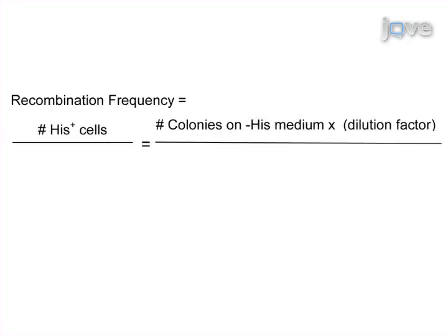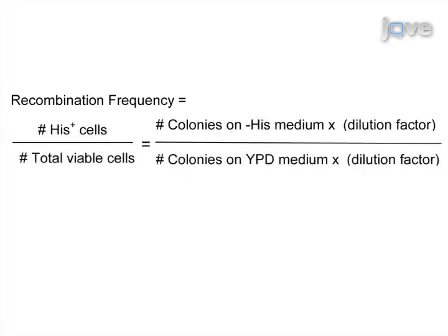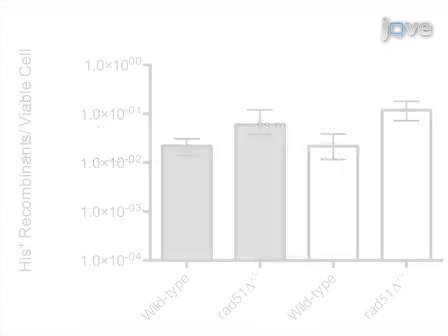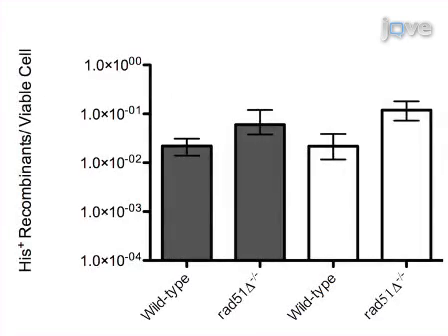The frequency of chromosomal translocations can be calculated by dividing the number of histidine prototrophic colonies by the total number of viable cells determined by plating onto YPD. In this example, the calculated recombination frequency is about 3%. The assay for HO-stimulated translocation frequencies can be conducted using strains of different genotypes to compare differences in the ability to repair double-strand breaks by single-strand annealing.